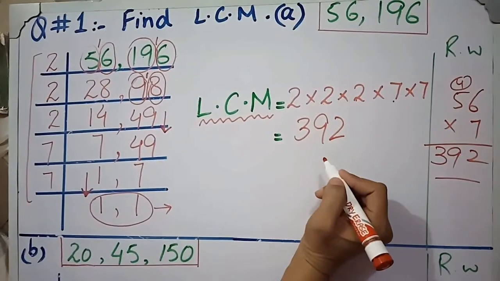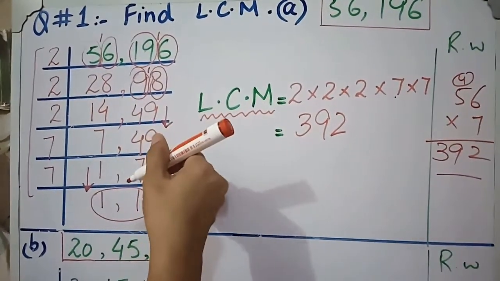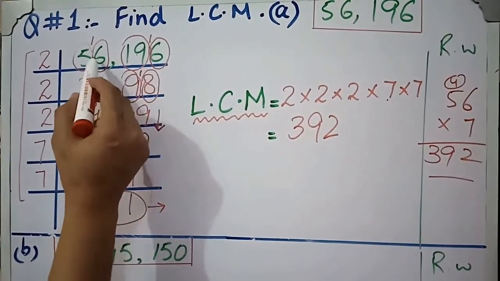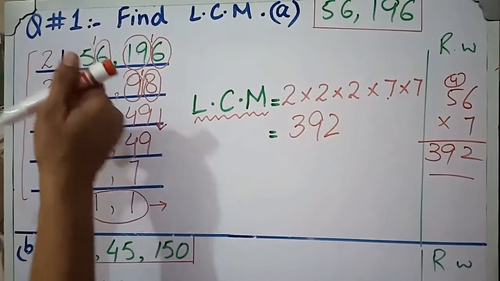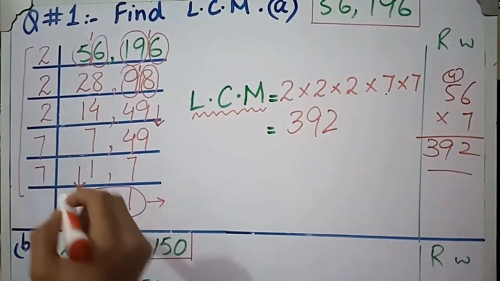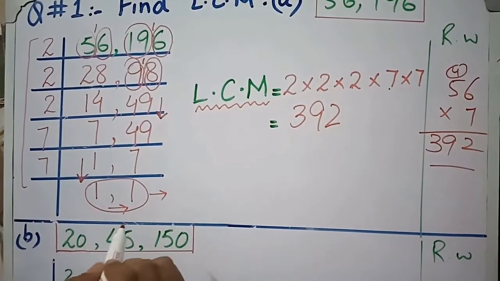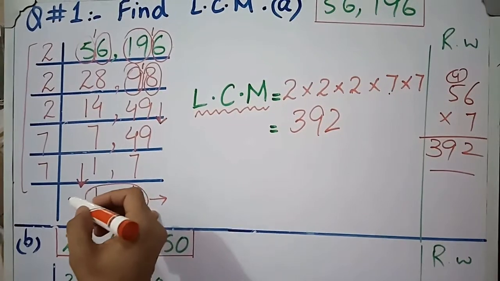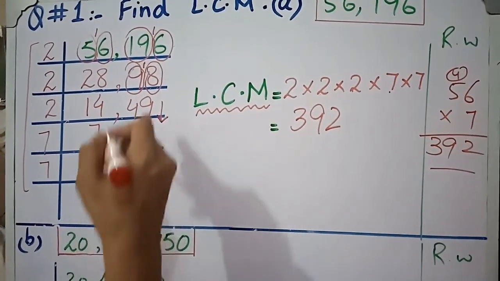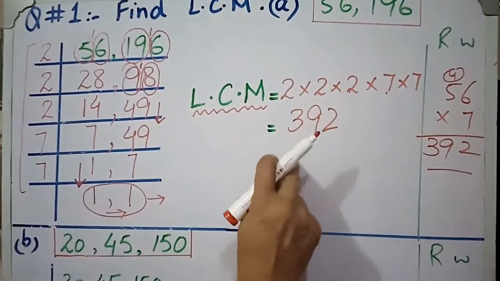Again I will tell you, it is the second method of LCM. In the second method we divide both numbers together with a prime factor, and we keep dividing till the end answer is 1 and 1. Then we stop dividing. After carrying the question till 1 and 1, we will multiply all these factors to find the LCM.